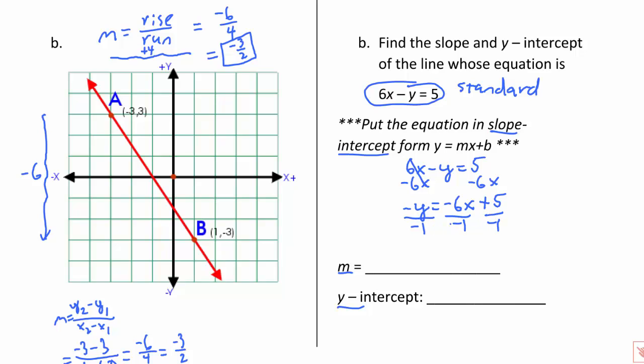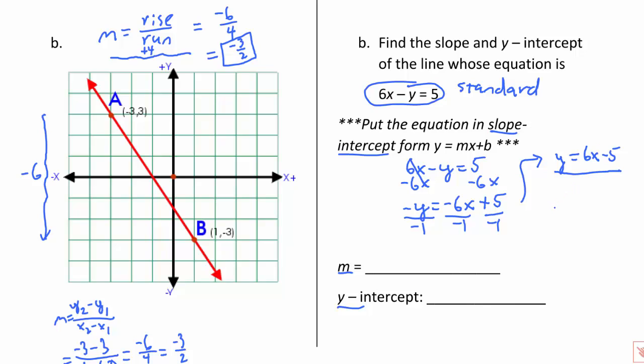Whenever I divide by negative 1, everything gets divided by negative 1. And what that does is it tells me that y, because it's negative 1 over 1 here, is equal to negative 6 divided by negative 1, which is 6x. And then 5 divided by negative 1 is negative 5. This is the slope-intercept form.